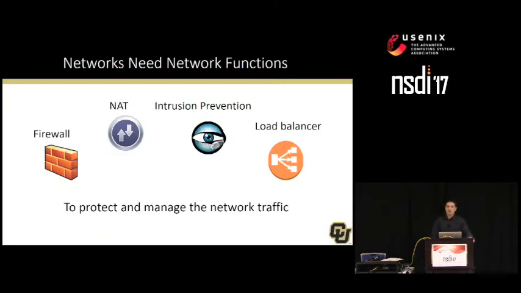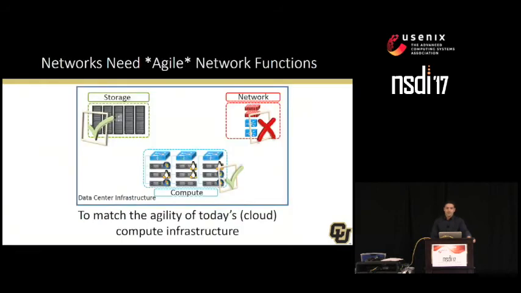The backdrop for this work is that networks need network functions, such as firewalls and load balancers, to protect and manage the network traffic. Studies have shown that there can be hundreds to thousands of these in networks. However, in today's world, networks need agile network functions to match the agility of the rest of the infrastructure.